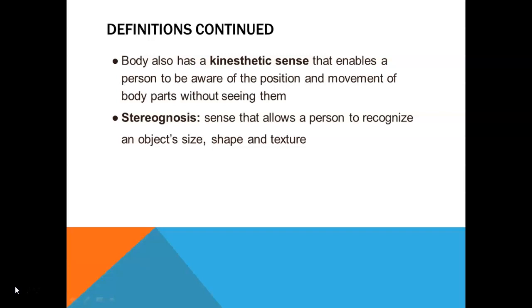Stereognosis is a sense that allows a person to recognize an object's size, shape, and texture. And you probably notice sometimes when they do a neurological assessment or extensive one, they might have a blindfold on you and they have you identify the object that they give you in your hand. If it's a feather, if it's a baseball, you're able to identify. That's called stereognosis.